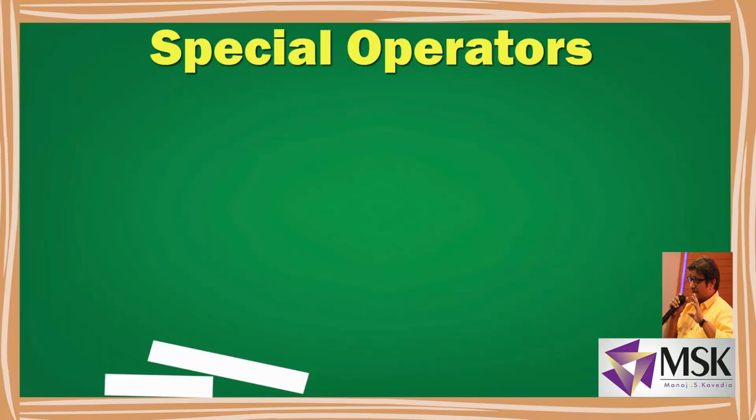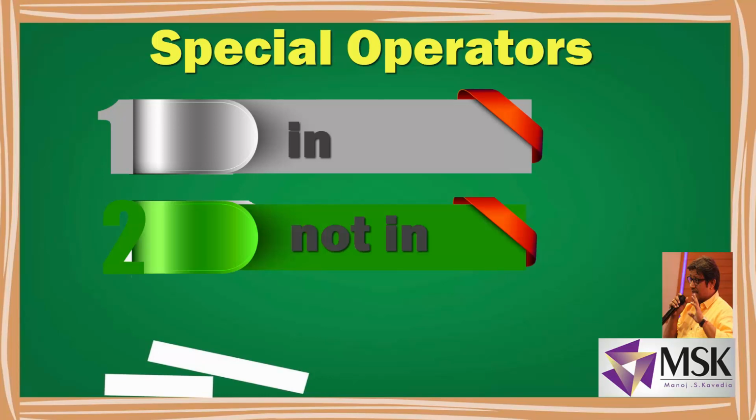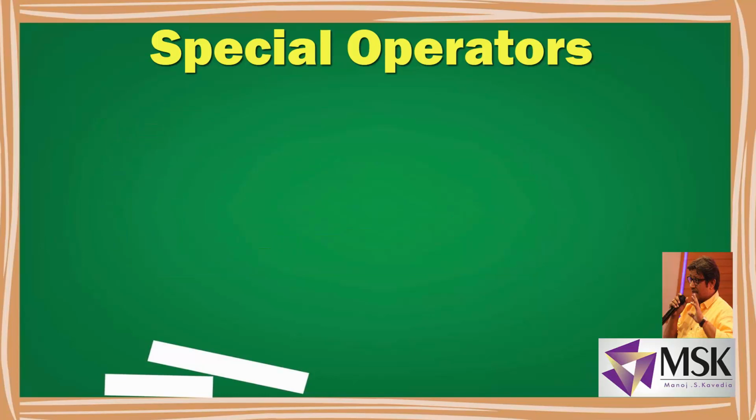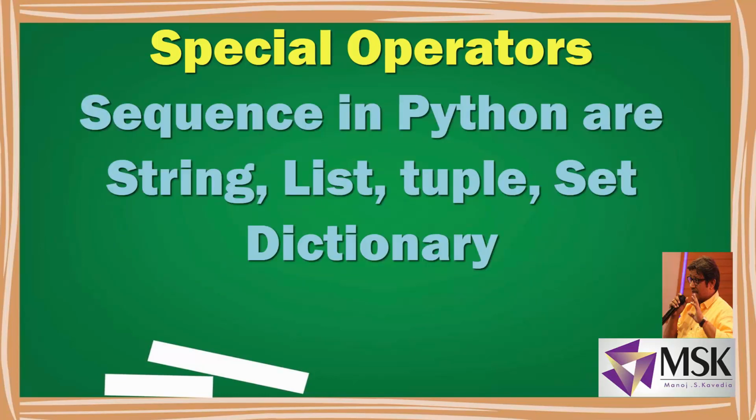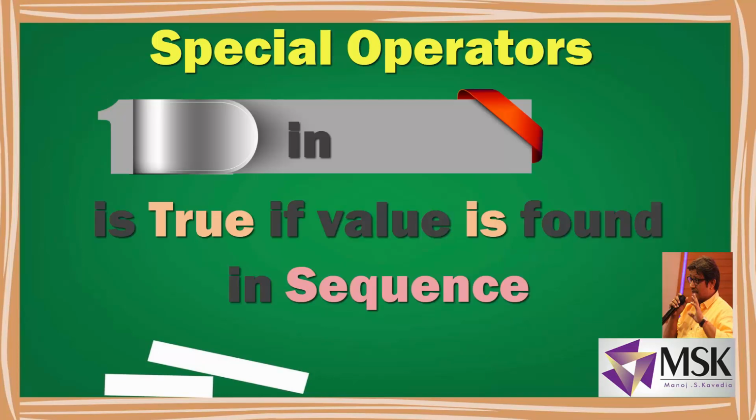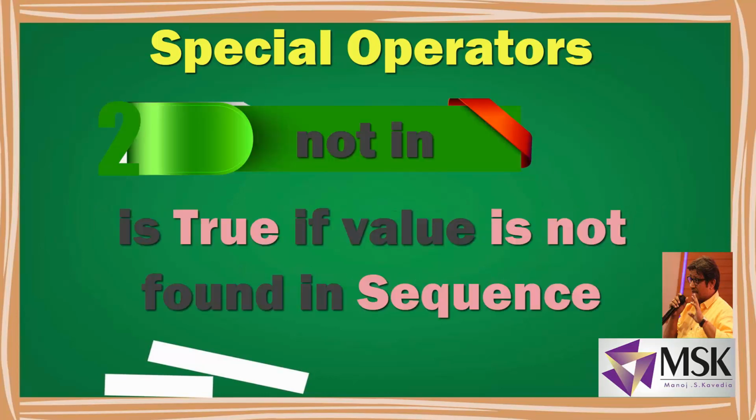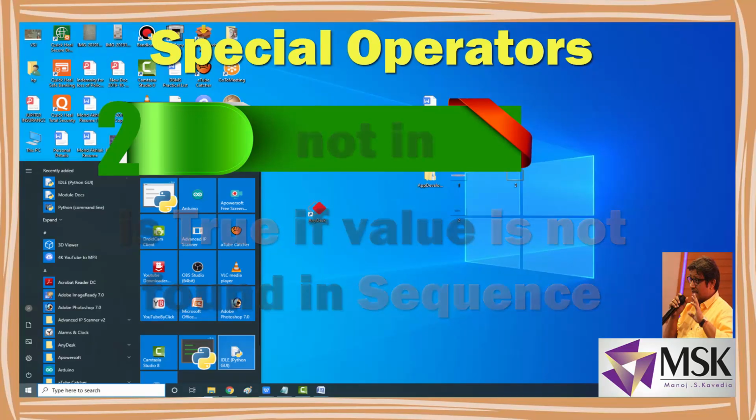Now the membership operators. There are 2 membership operators, in and not in. They are used to test whether a variable or a value is found in the sequence or not. Now what are the different sequences which are supported by Python? Those are string, list, tuple, set, dictionary. That we'll see in our further sessions. So we have 2 operators, in and not in. In is true if I find a value or a variable in a sequence, then it will return true, and not in will be true if that value is not found in the sequence.